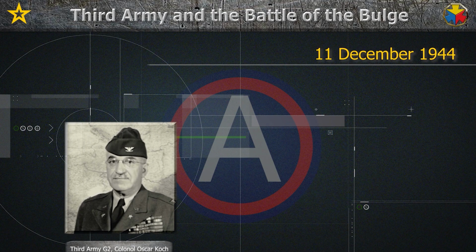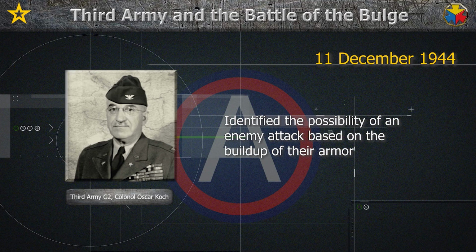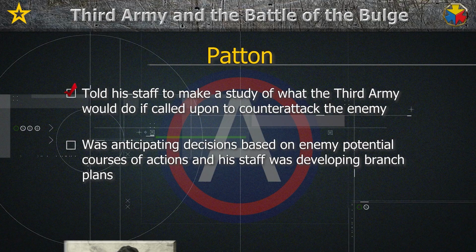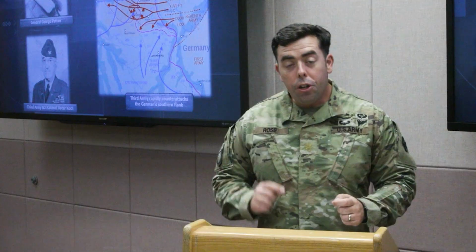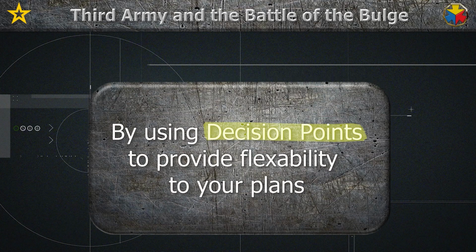On 11 December, Patton's G2, Colonel Oscar W. Koch, had identified the possibility of an enemy attack based on the buildup of their armor. In response, Patton told his staff to make a study of what the Third Army would do if called upon to counterattack the enemy. Patton was anticipating decisions based on enemy potential courses of action, and his staff was developing branch plans. This enabled the Third Army to act with agility to a changing situation. You can do this too by using decision points to provide flexibility to your plans.